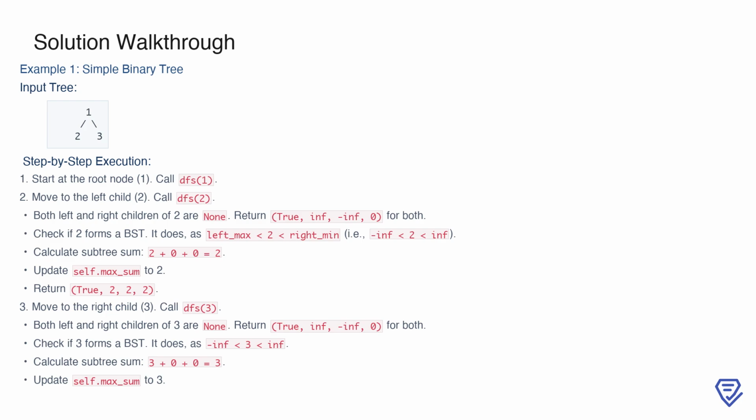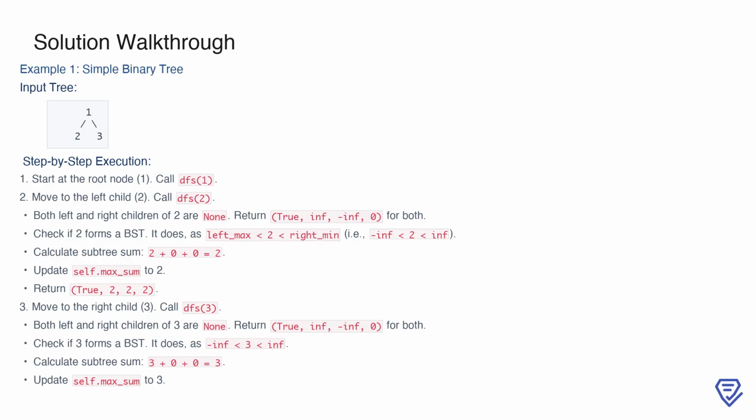Since there are no violations of the BST properties, 2 is a valid BST. The subtree sum for node 2 is simply its value, 2. We also update self.max_sum to 2, as this is the largest sum we've encountered so far.